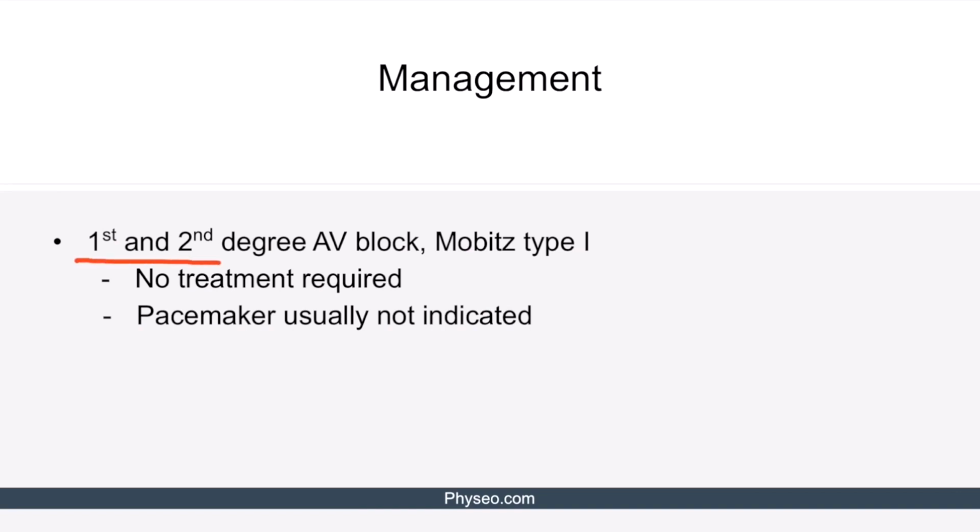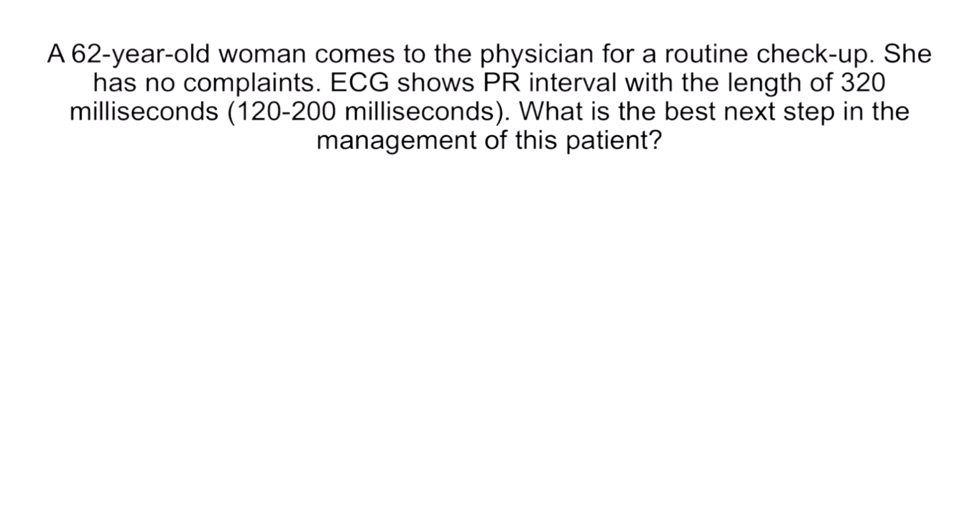Typically, no treatment is required for first-degree or second-degree AV block Mobitz type 1. Pacemaker is usually not indicated either. A 62-year-old woman comes to the physician for a routine checkup. She has no complaints. ECG shows PR interval with a length of 320 milliseconds. What is the next best step in management of this patient?